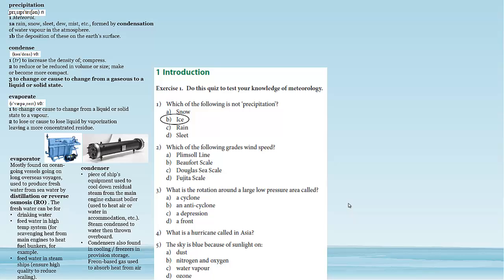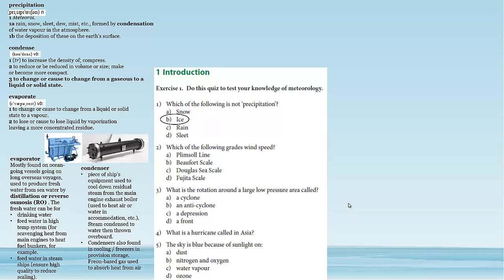You're using the main engine to heat water in a boiler, and that heat, the steam being produced in the boiler, is used to heat air or to heat water in accommodation, for example. So any kind of residual steam from that boiler, some systems can just throw right up through the funnel, but in other ones the steam is condensed into water and then thrown overboard. And don't forget, the whole refrigeration system and freezing system uses condensers as well.